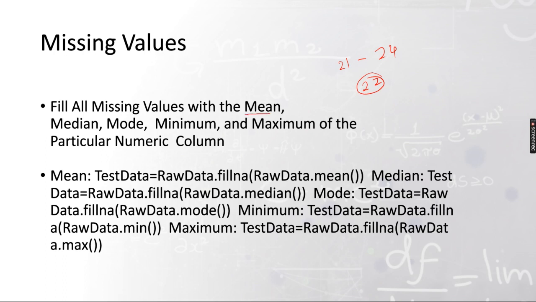So we can fill it with mean or median or mode or maximum or minimum value depending on the type of data that it contains. So if we are filling it with mean, we have to write test data equal to raw data fillna, raw data with mean. So wherever the data is NA, we have to fill it with mean. If we are filling it with median, then we have to write NA should be filled with median. If we are filling with mode, then we have to write it as mode, and if we are filling it with minimum or maximum, the min or max function can be used to fill the data.